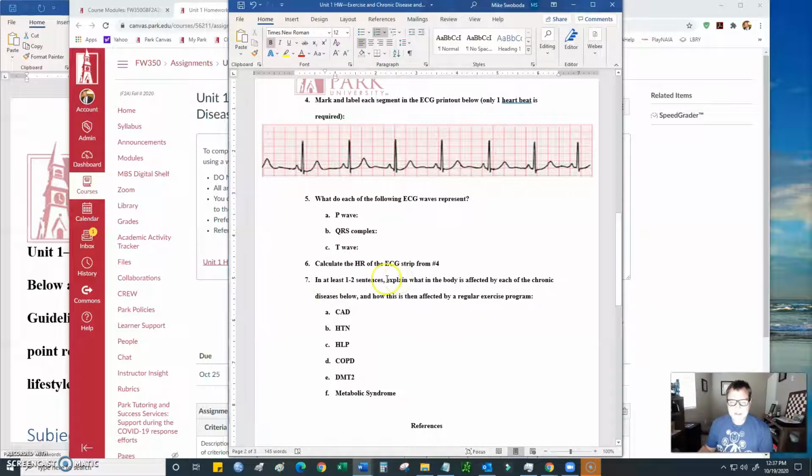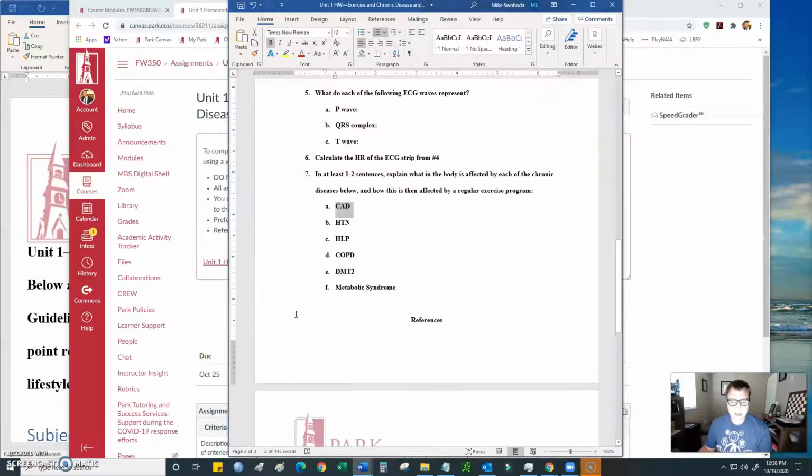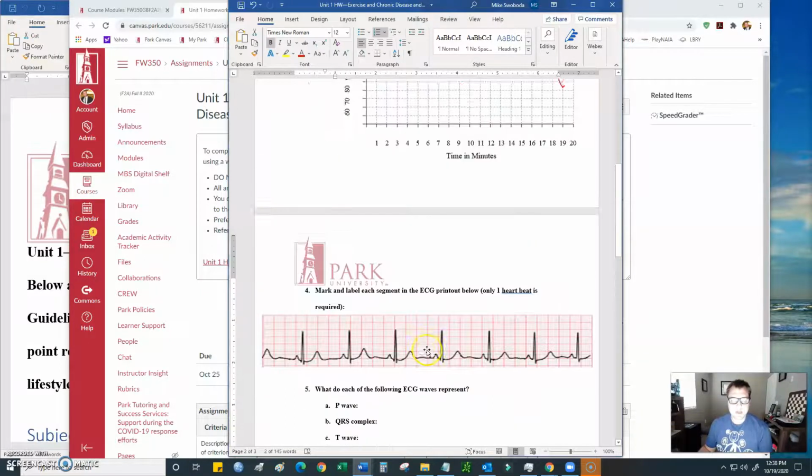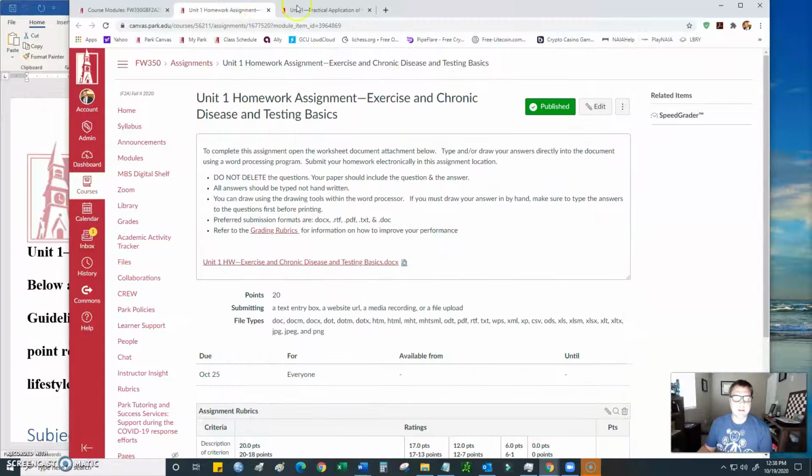And then in 1 to 2 sentences, explain what in the body is affected by each of these chronic diseases below, and then how this is affected by regular exercise. So you want to say, what does, for example, CAD or coronary artery disease do to your body, and then what does regular exercise do to then treat that. Make sure you include your references below. It doesn't have to be perfect APA formatting, but make sure you include your references. So that is your assignment there.